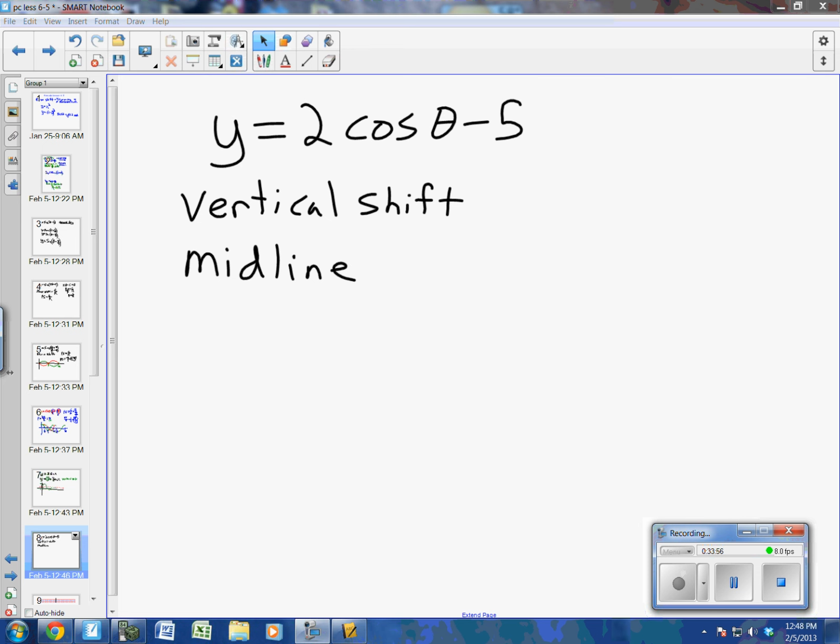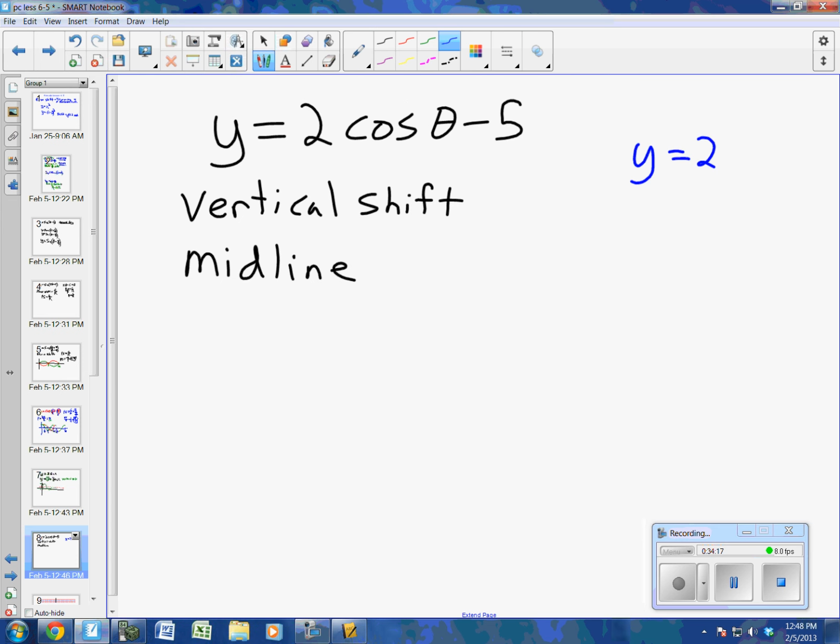It's actually -5. Why is it -5, you guys? I want to know what the vertical shift was. It's -5. Hey, look, you guys are getting confused between this. Watch. What's the difference between these 2 equations?